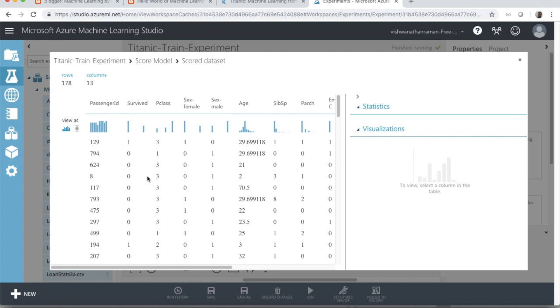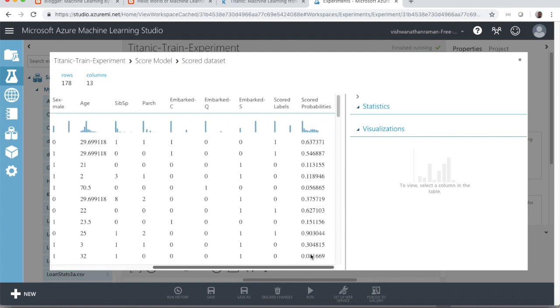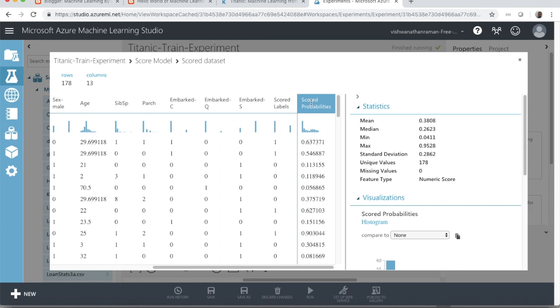The score model essentially predicts the survival status of each passenger. Correct. For every passenger that is in the 20% of the data, which is about 178 passengers, it generates two new columns called the scored probabilities and the scored labels.